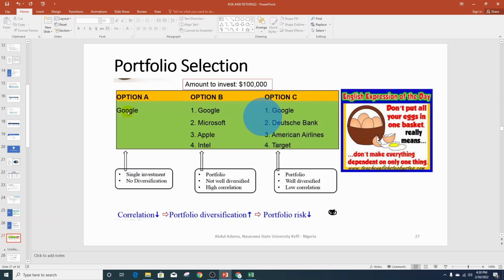And if it is highly diversified, you'll be able to reduce the risk efficiently. So this goes to tell us about the English expression which says, don't put all your eggs in one basket, which means don't make everything dependent only on one thing. If you look at this investment in option B, it's dependent on the activities in the IT sector. But this is not dependent on only one sector, but on different sectors. This is dependent only on the single investment that you have made.